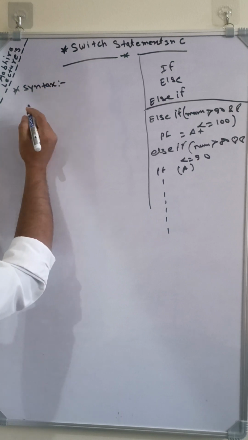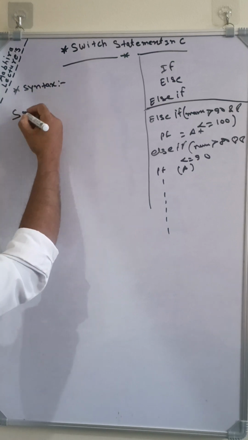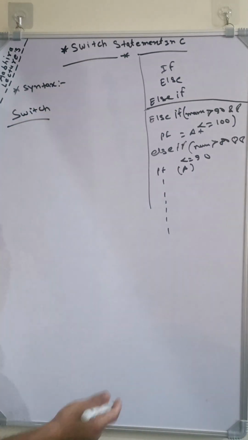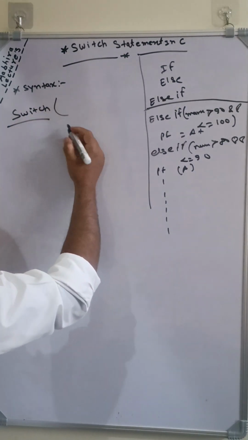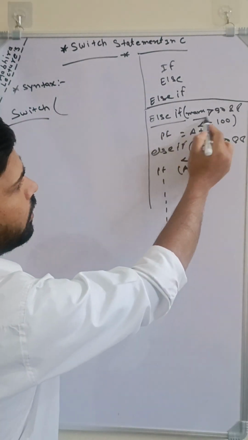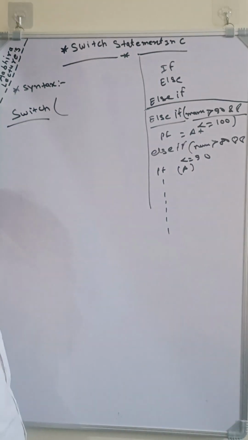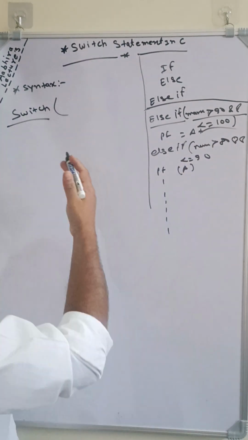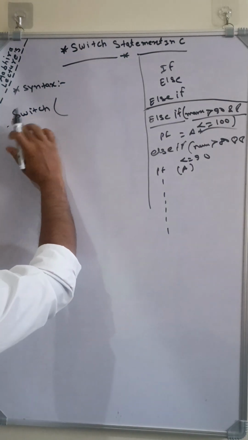For a switch case statement, we write switch, which is a keyword. Inside it we have to write some expression or condition. Here, if marks is greater than 90 and less than or equal to 100, then we print some statement. It is similar here also: switch, and then any expression.